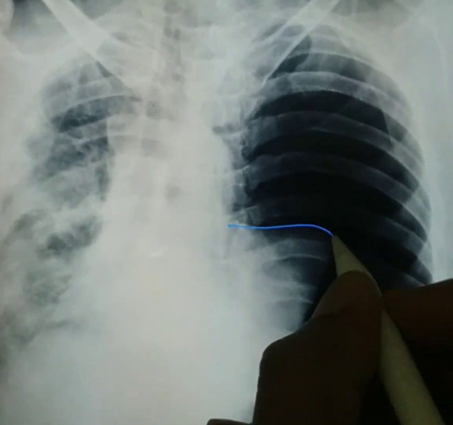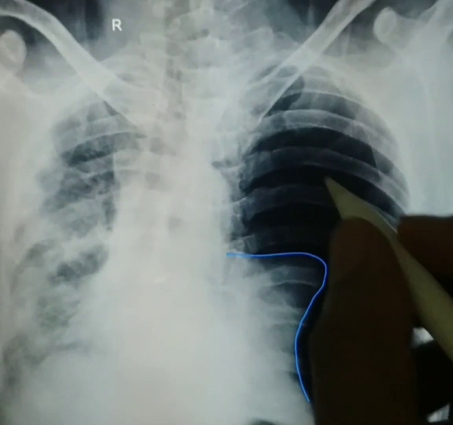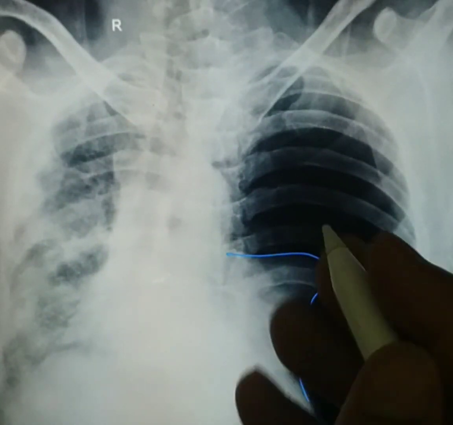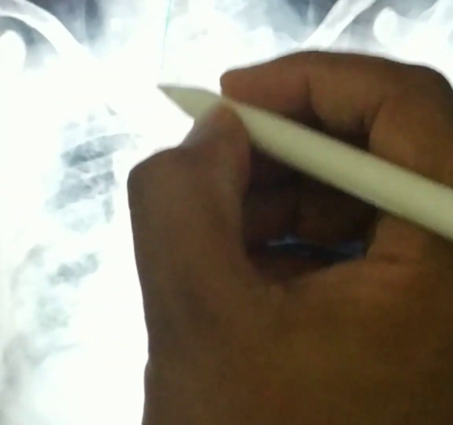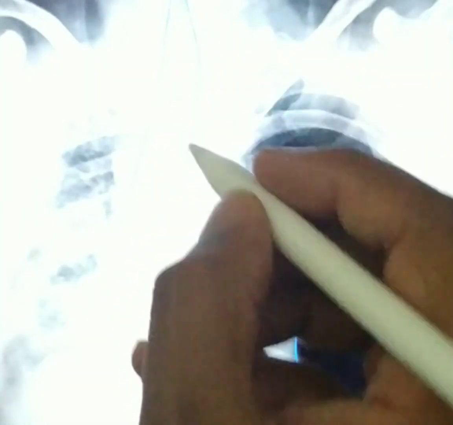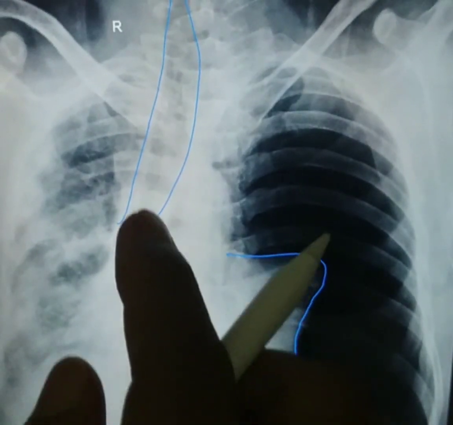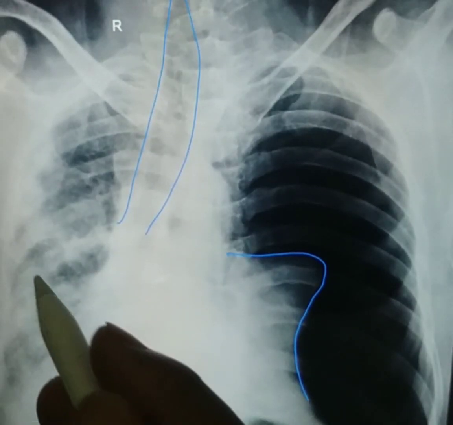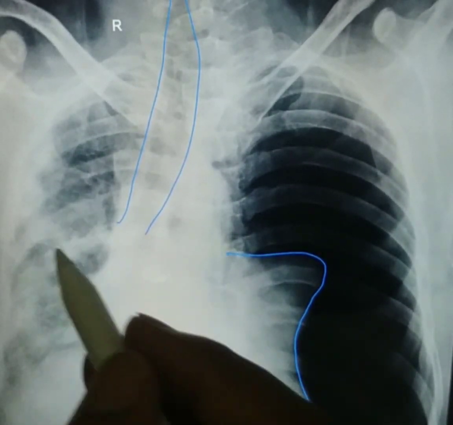This is the lung marking, the compressed lung, and this is the area of pneumothorax. The mediastinum is shifted to the right side. You can see the trachea. This is the tracheal marking. The trachea is shifted to the right, and the right lung is compressed. So here on the right side, you can see the bronchovascular markings are quite prominent.